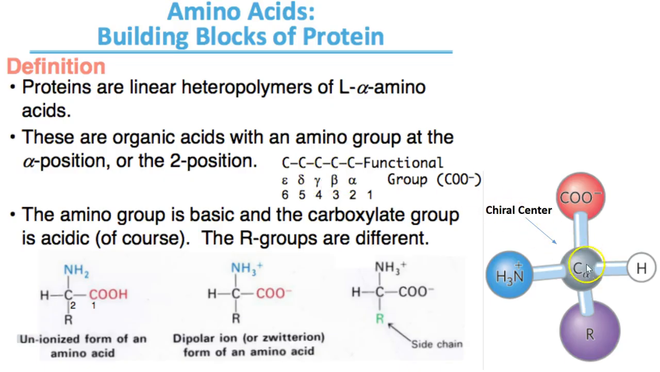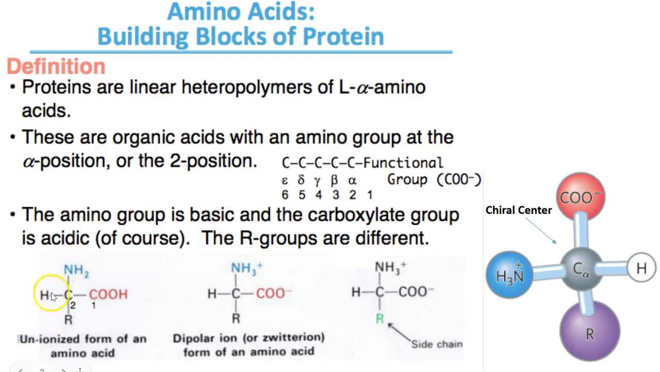And so that alpha carbon, if you remember from organic chemistry, is actually a chiral center. And a chiral center is when you have four different groups attached to that central carbon. And so those four different groups are the carboxylate group, a hydrogen, the amino group, and then some sort of R side chain group.